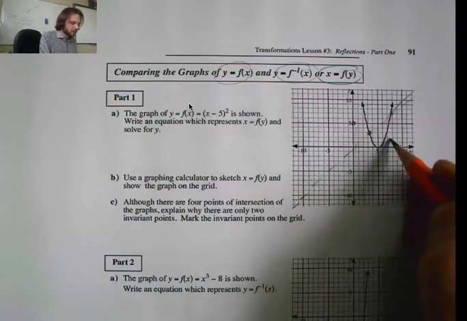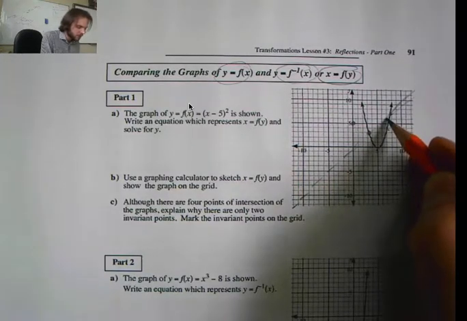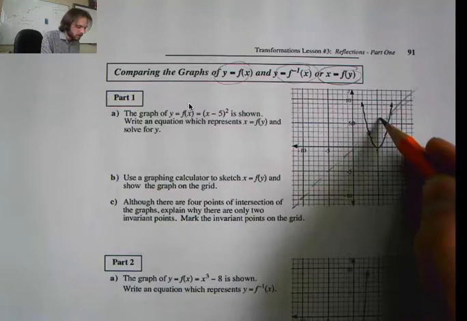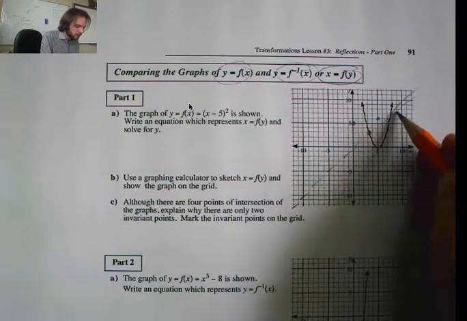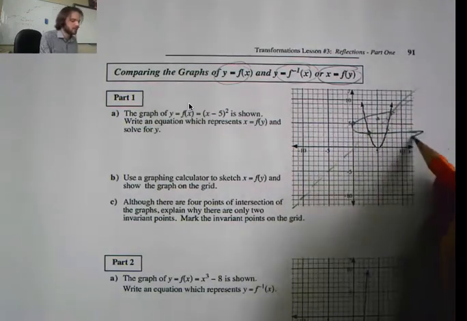Okay? Now, what's my other point? Well, let's take a look. This one's 1, 2 down. So we're going to have to go 1, 2 over. So my graph, oops, there. So my graph is going to have to look something like that. Okay?